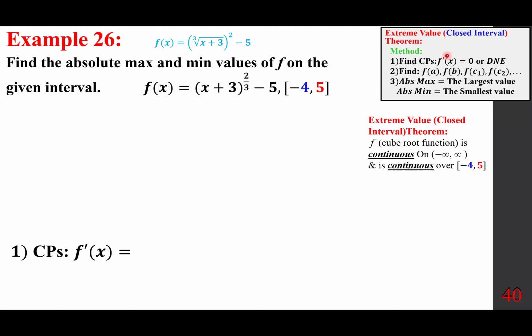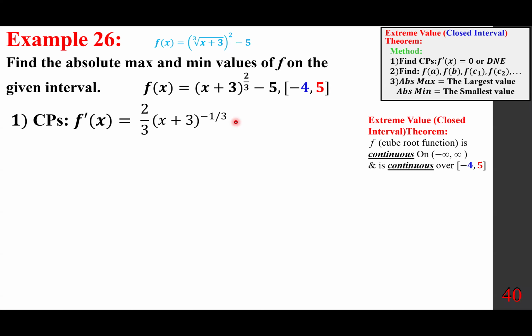Step 1, find f prime of x. 2/3 times x plus 3 to the power of 2/3 minus 1, which is negative 1/3. The derivative of the inside is 1. We don't have to write it. And we take this down. We rewrite it in this fashion.